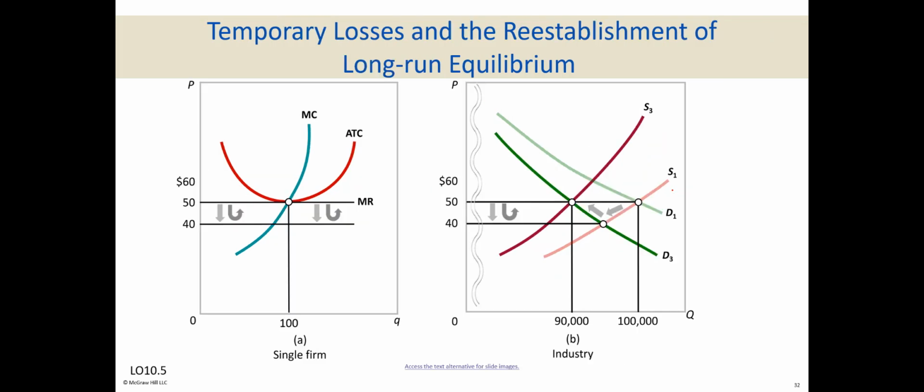And let's think about the reverse case, temporary losses and the reestablishment of the long-run equilibrium. If demand falls, like fewer people buying CDs as they shift to streaming, firms will lose money. Some firms will leave the market at this existing price, reducing supply and eventually raising prices again as the market adjusts to the new lower demand.